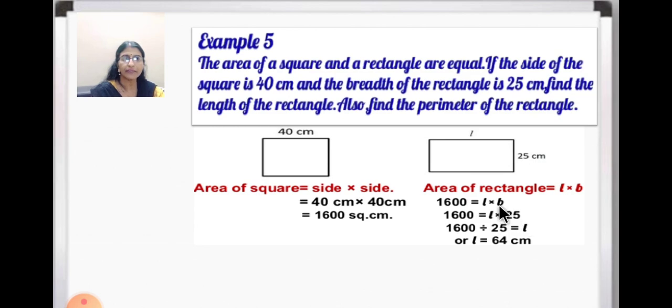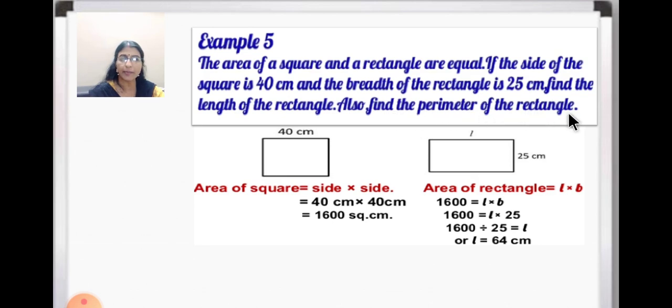Now this 25 will be brought to this side, and you can keep length on the other side, that is, length is equal to 1600, but when you bring it to the other side, multiplication will become division. So L is equal to 1600 divided by 25. When you divide this, you will get length as 64 centimeter. Now we'll go to the next part of the question.